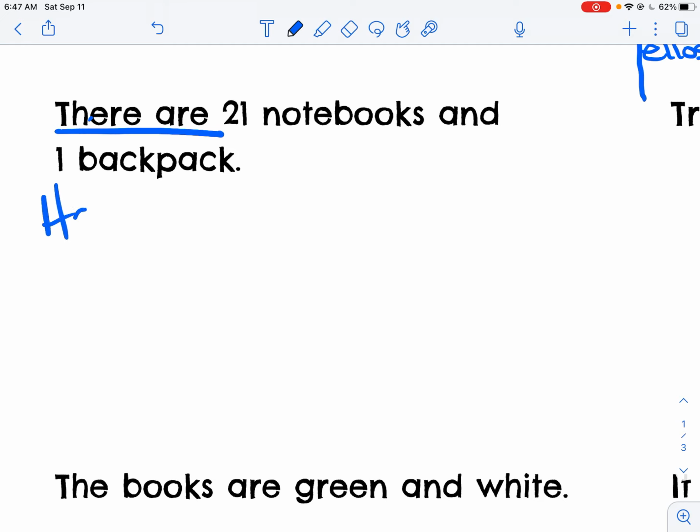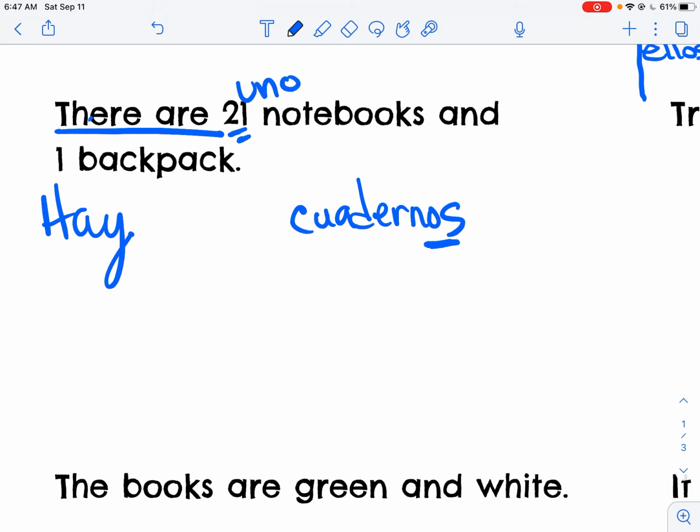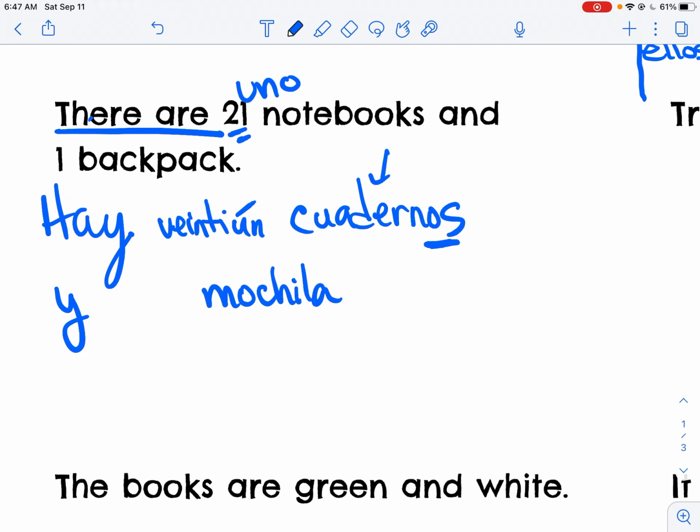Again, there are. Hay. Now we just talked about this a second ago. Oops, I don't want to make it that close. This is plural. Yeah, plural. But because this ends in uno and this word is masculine, I make it, oops, I almost wrote the wrong thing. I make it 21. Now, this is mochila.